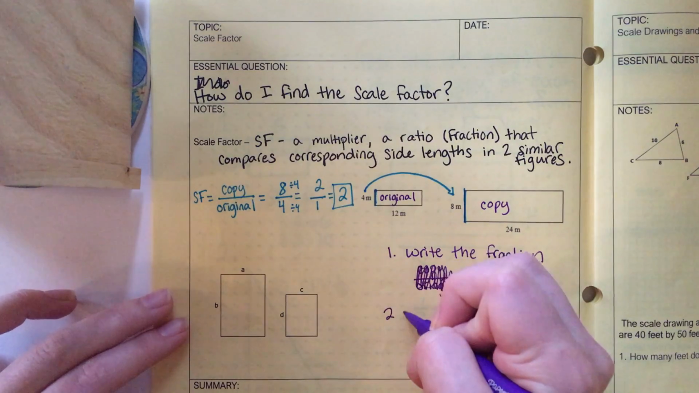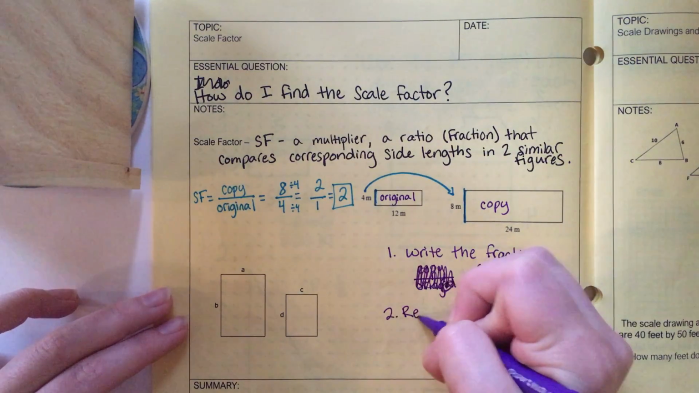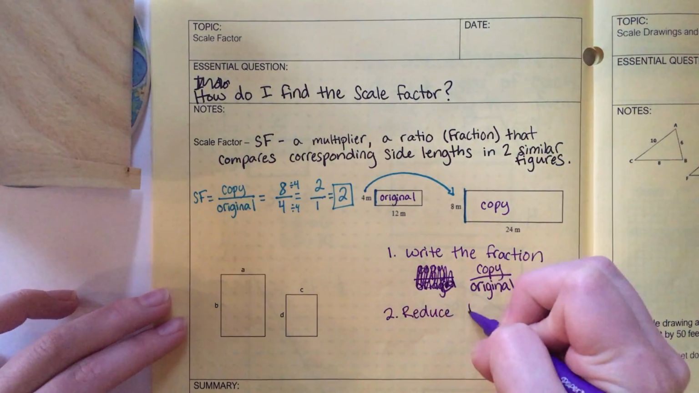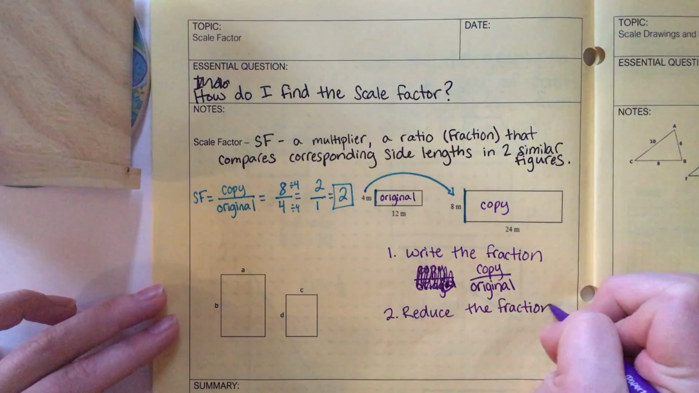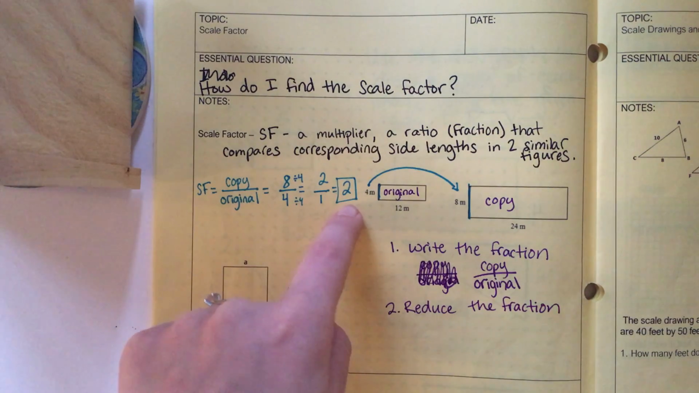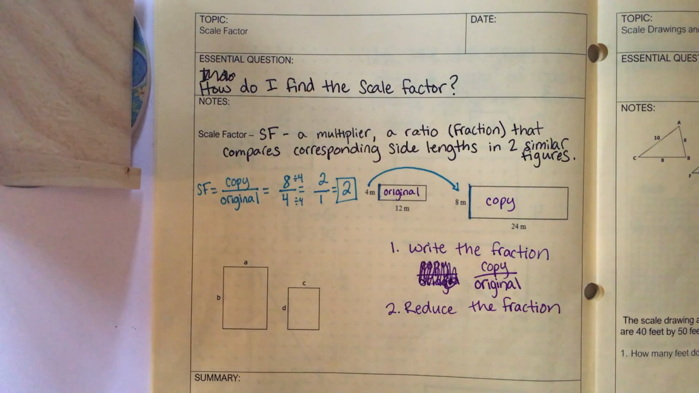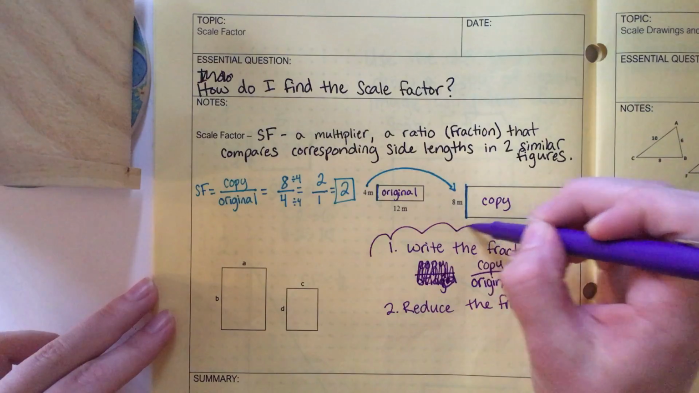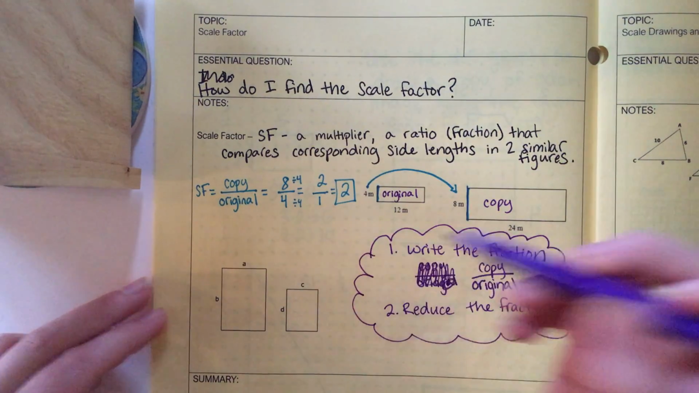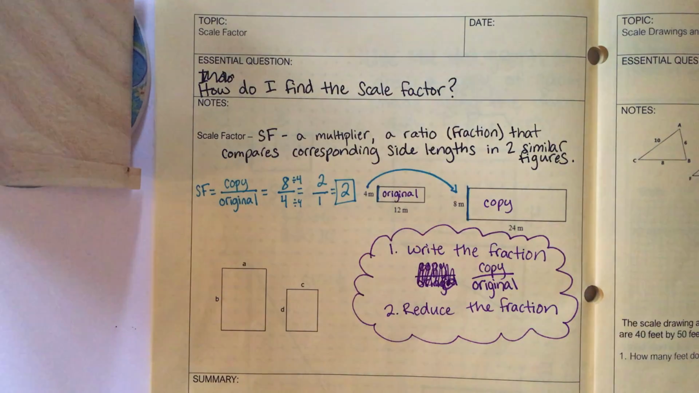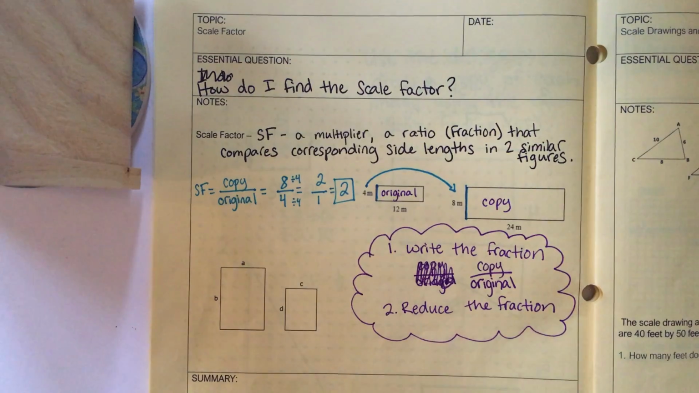Then reduce. Sometimes it will be a whole number. Sometimes it'll be a fraction. It could be 3/5. It could be 6/8. It could be any fraction. But you have to write the fraction, then reduce the fraction.